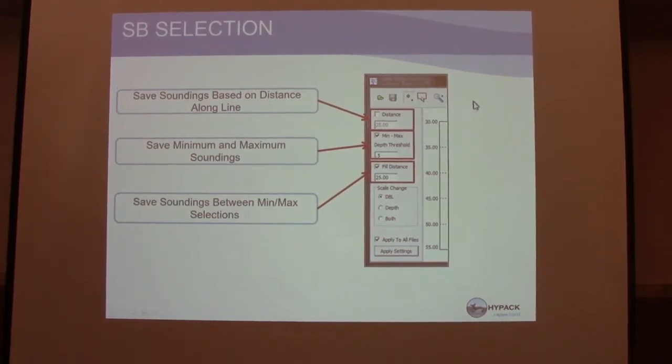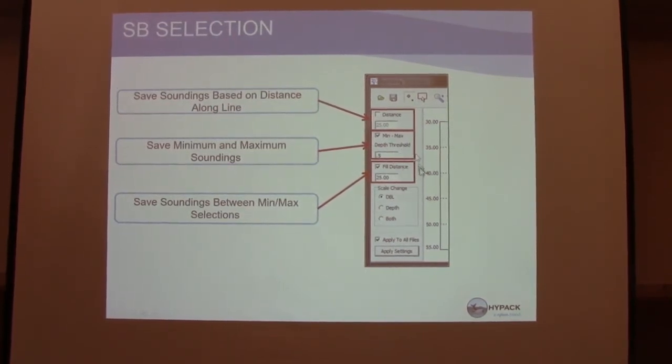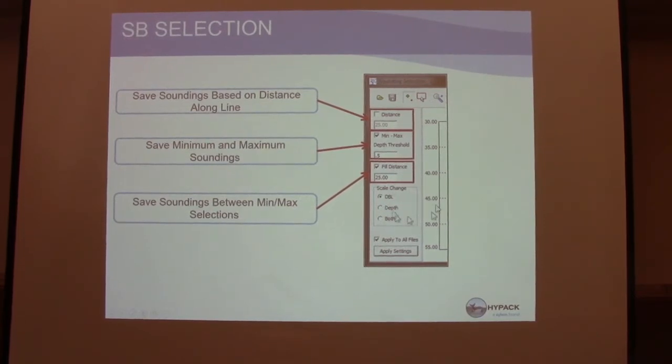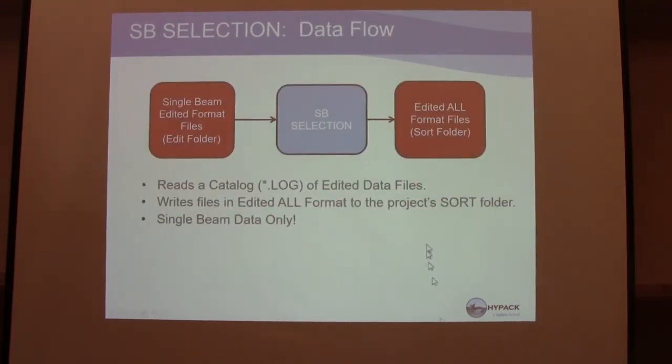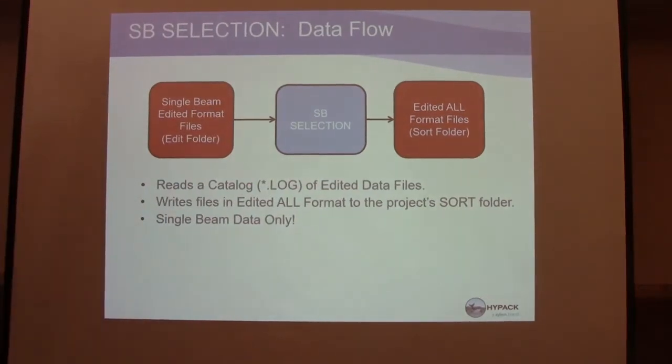Okay, so save sounding based on distance along the line. There's different options here. Min-max and the fill distance is where you select that. Just a few display options, whether you display it based on DBL, which is distance from the beginning of the line, the depth, where you can zoom in based on the depth, or both. It basically works with your scrolling mouse. Okay. Again, this is also looking for single beam edited HYPACK data, and the output will also be single beam output data.